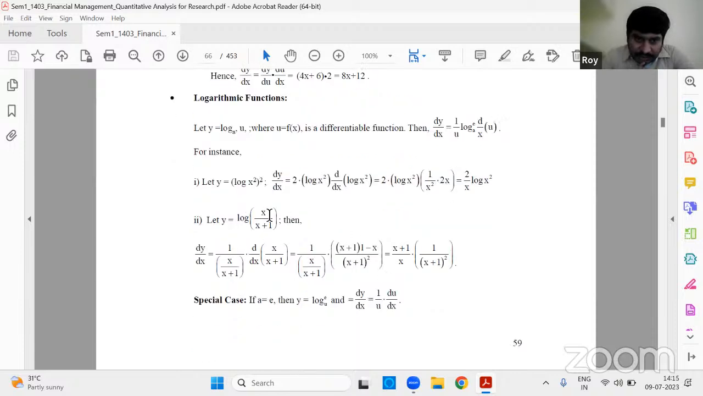Let us say this is log of x by x plus 1. What is the formula for this? 1 by x by x plus 1 into d by dx of this. 1 by x into, you solve this, again the derivative of this, the a by b formula will come, this into this minus x by this, and finally this is the answer.